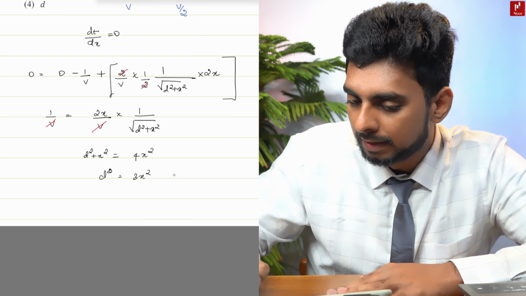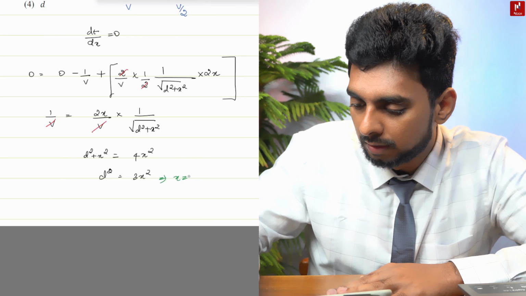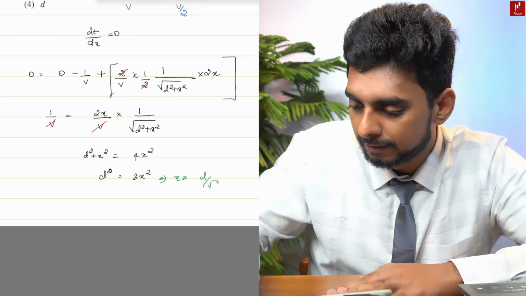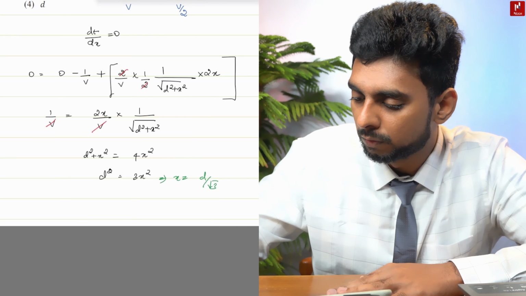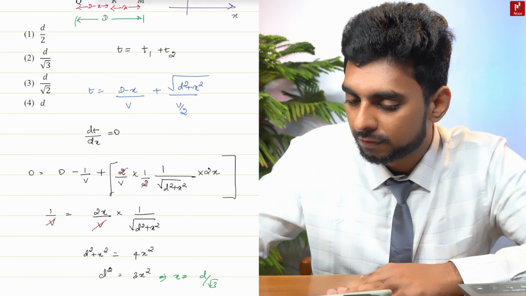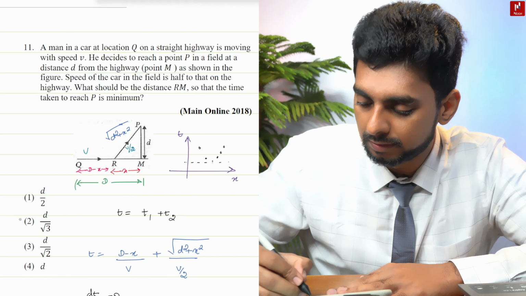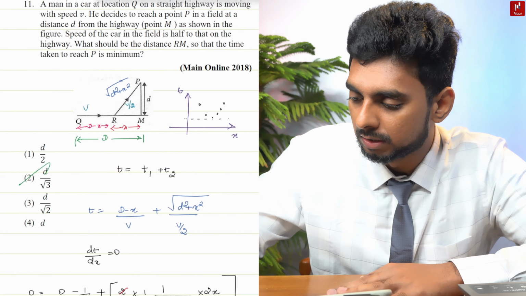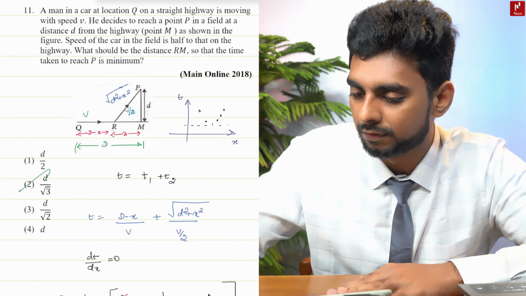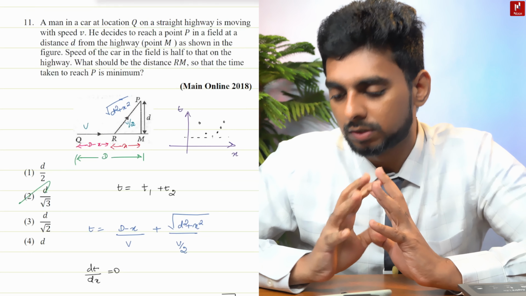Therefore here x will be equal to d divided by root 3. So d divided by root 3 will give you the required x over there. Fine, so x will be equal to d divided by root 3, which will be option 2 in this situation, right? You should be clear with this one. You shouldn't have any doubt of this question. Fine. So the only tricky part over here is to generate the equation.